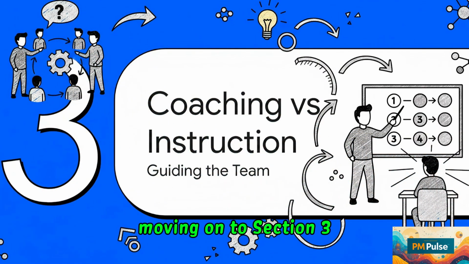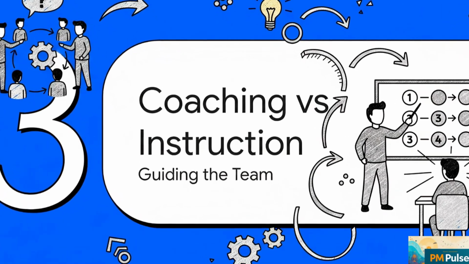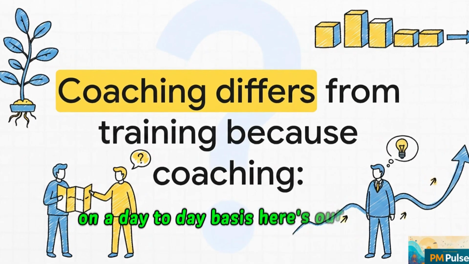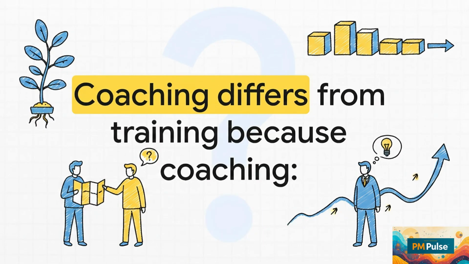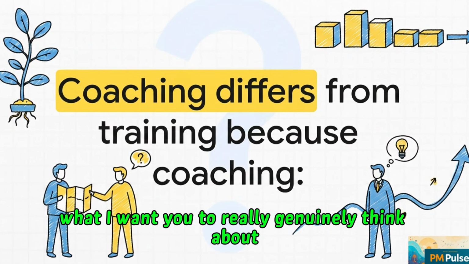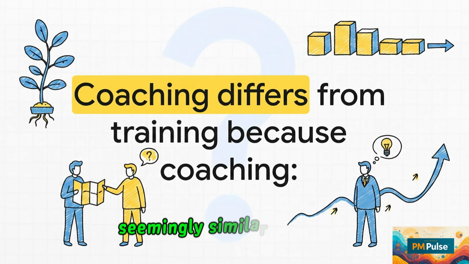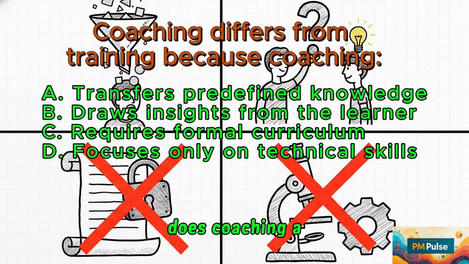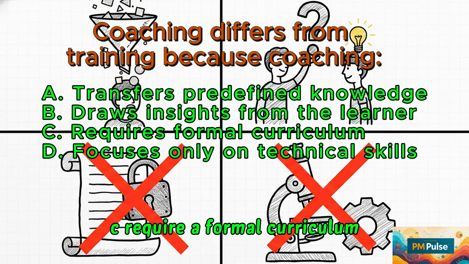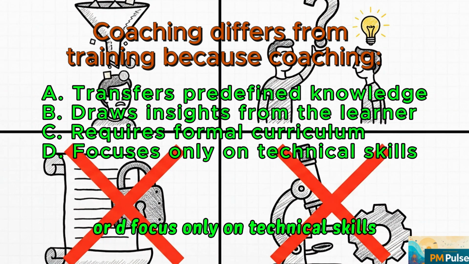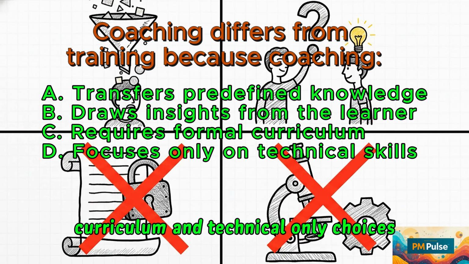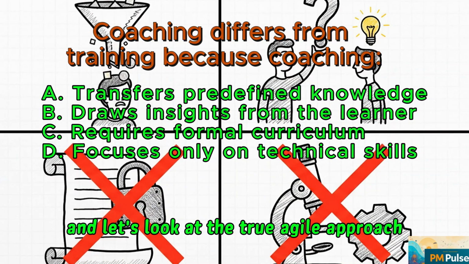Moving on to Section 3, coaching versus direct instruction. This dives into the critical distinction of how an Agile practitioner actually interacts with a team on a day-to-day basis. Here's our next scenario. Coaching differs from training because coaching... what? I want you to really genuinely think about the fundamental difference between these two seemingly similar activities. Does coaching A, transfer predefined knowledge, B, draw insights from the learner, C, require a formal curriculum, or D, focus only on technical skills? Well, let's just quickly bypass those rigid curriculum and technical-only choices right off the bat, and let's look at the true Agile approach.